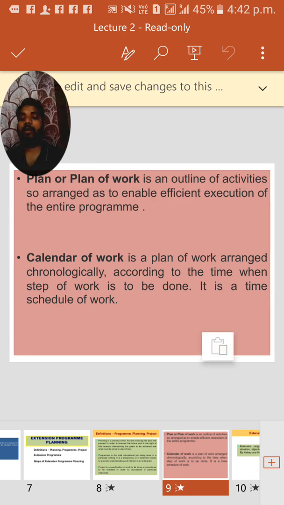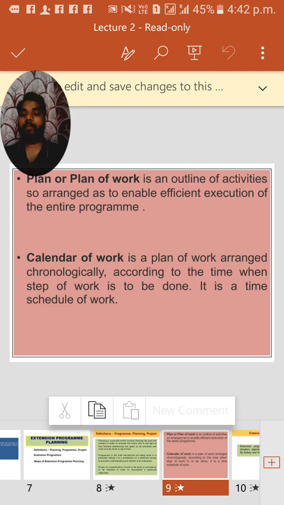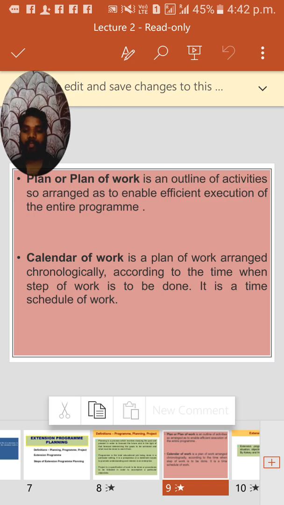It is a schedule or schedule of work. Calendar of work, suppose, in this sense we can decide from month to month, like in January what program will be done, in February what program will be done. It should be alternative. All activities should be mentioned in these things.